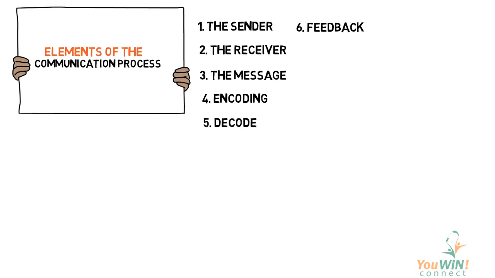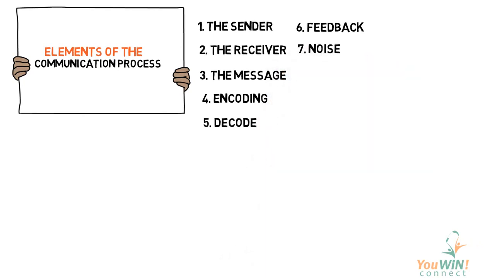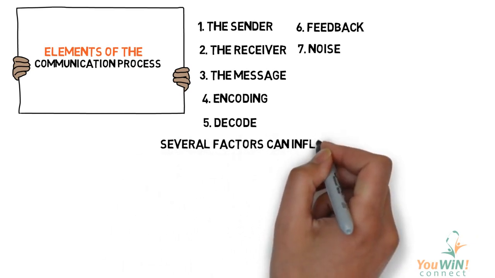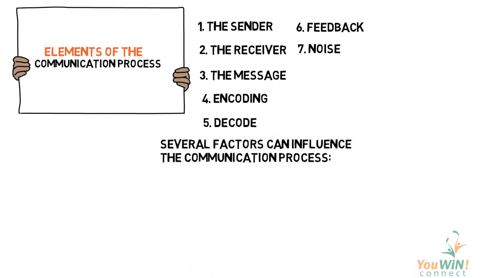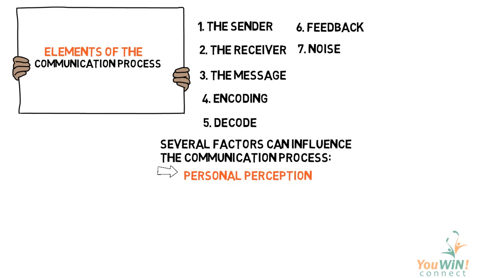Noise can also affect the encoding or decoding of a message. Noise can be emotion, it can be the setting, it can also be the context in which the message is sent. Several factors can influence the communication process. We're going to look at 3 major factors that influence the communication process. The first one is personal perception. And this is the way a person perceives or sees his environment through a personal viewpoint. Perception is influenced by your values, your upbringing, and your beliefs.